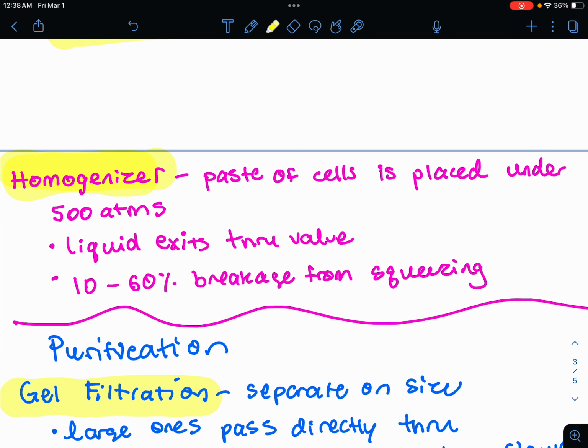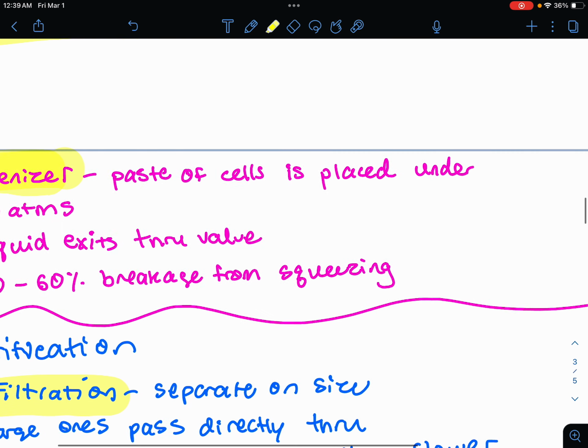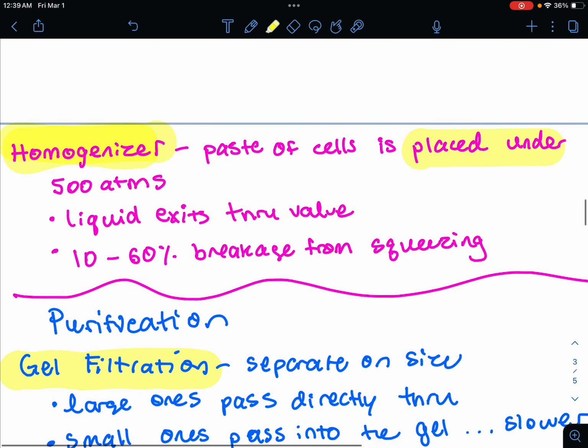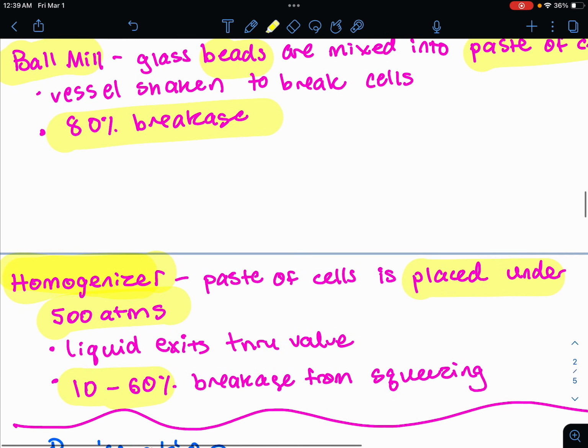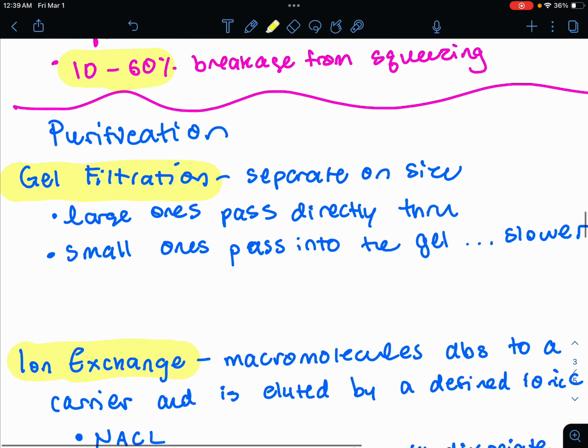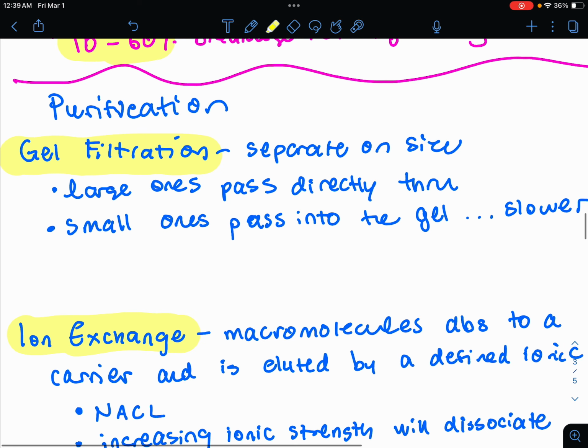You could also use a homogenizer, which is going to use the paste of cells, and you're going to be placing them under high pressure at 500 atmospheres. The liquid will exit, and the forces will cause the cells to break. This is 10 to 60% breakage, so I think the ball mill might have a higher breakage at 80%. All right, let's talk about purification.